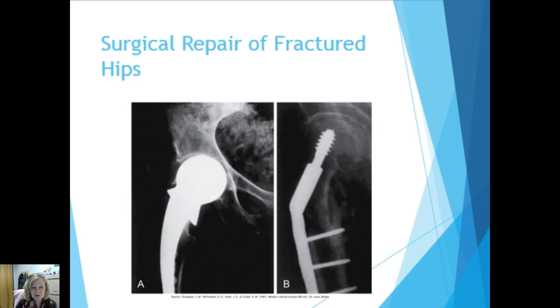Extracapsular fractures are repaired with sliding hip screws, and you can see that's a picture here in B, and intramedullary devices and replacement prostheses. So depending on where the fracture is in the hip as to what type of repair is done, the nursing care for both of these is the same.